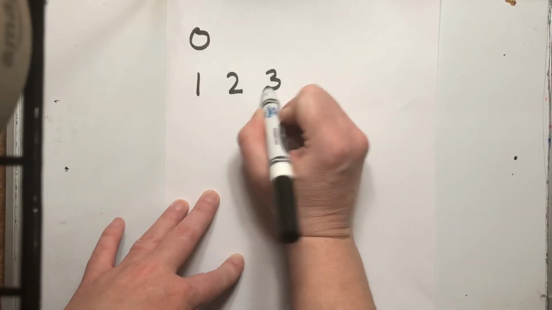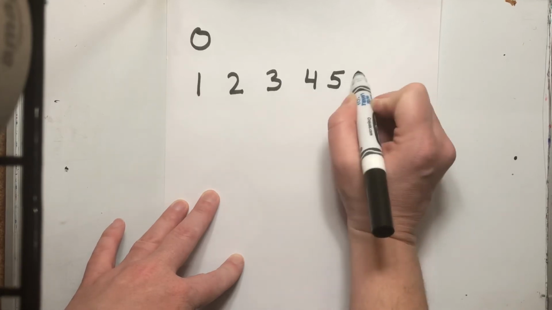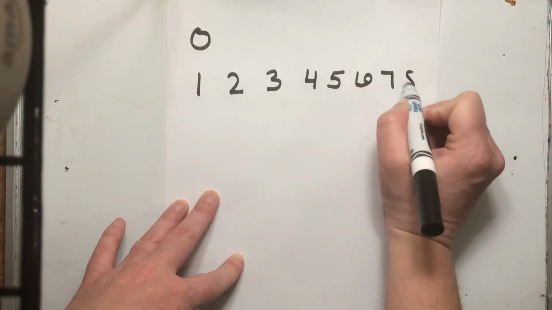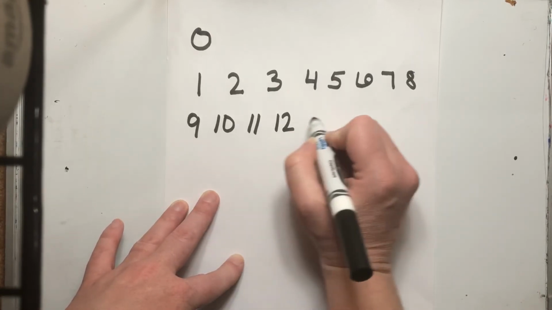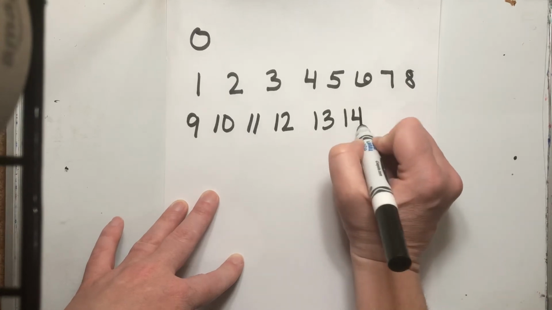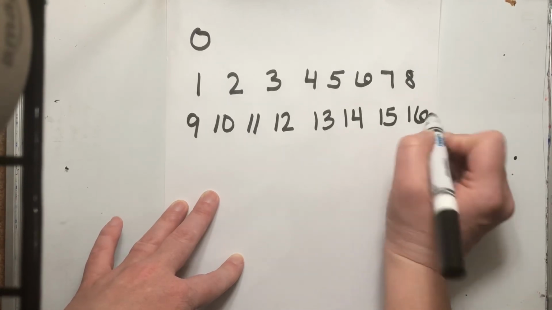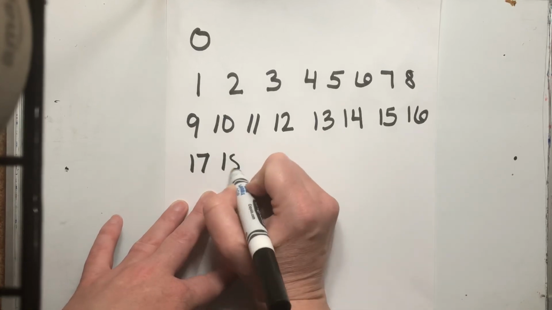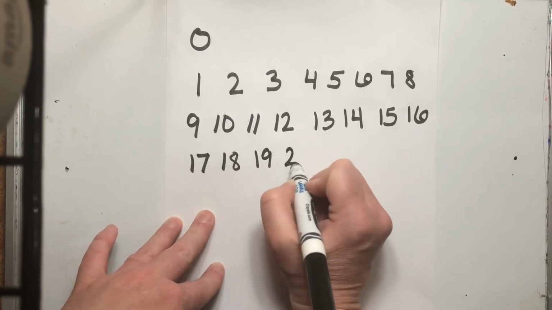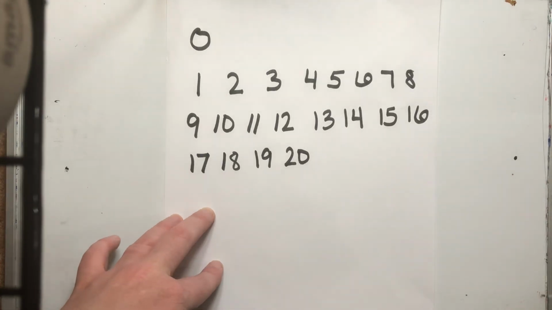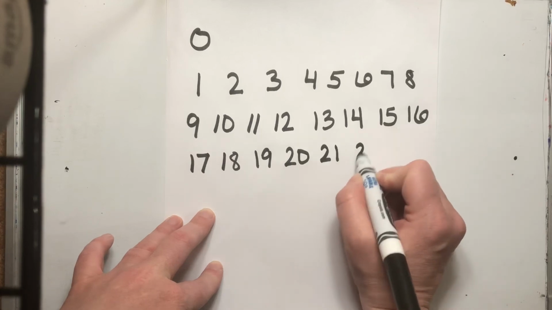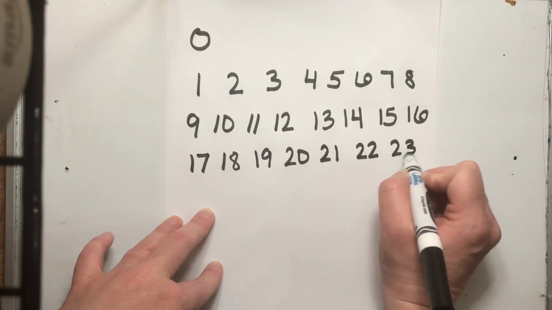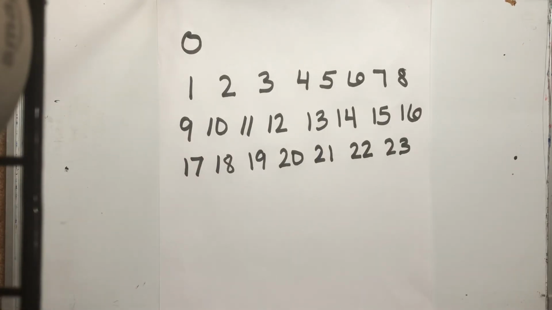2, 3, 4, 5, 6, 7, 8, 9, 10, 11, 12, 13, 14, 15, 16, 17, 18, 19, 20. Now see if you can keep going. If you get to 20 before your minute's up, keep going. 21, 22, 23, and see if you can continue on. And it just gives you a little bit of challenge to write those numbers.